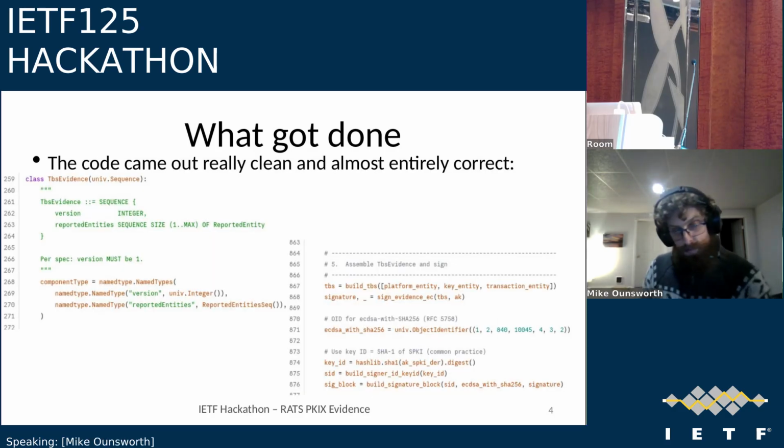It produced really clean, elegant code, which wasn't entirely correct. We did need to make some changes to it, but as a starting point for a reference implementation, this was extremely good. Next slide.